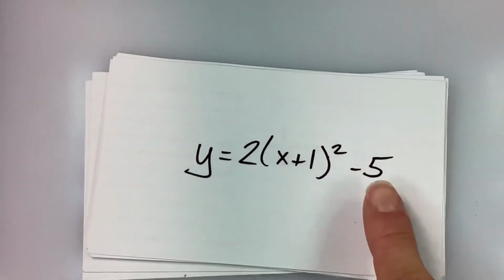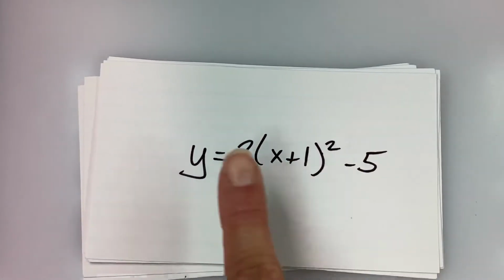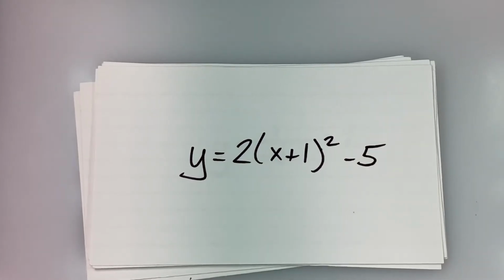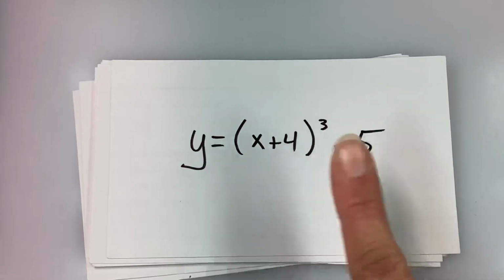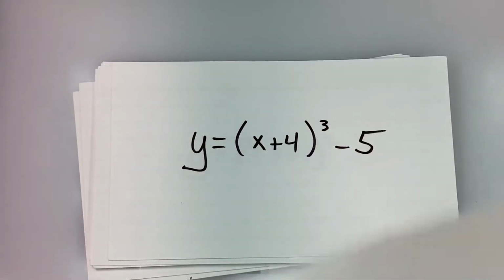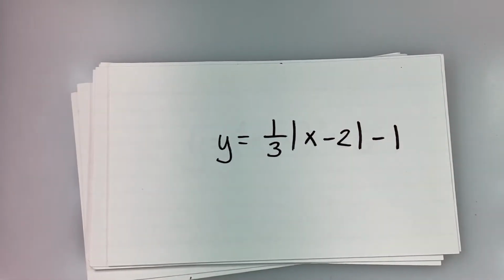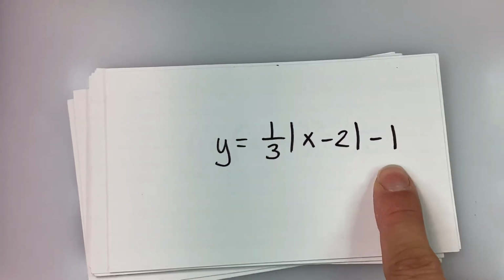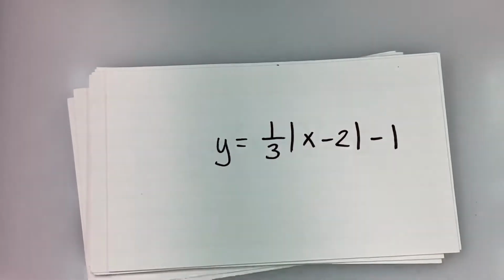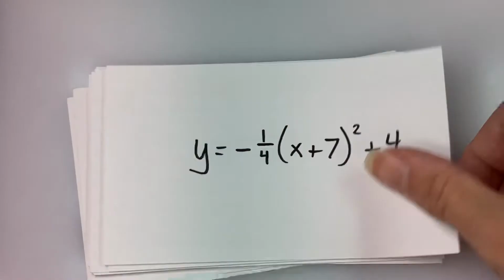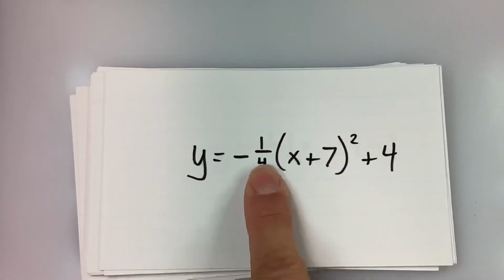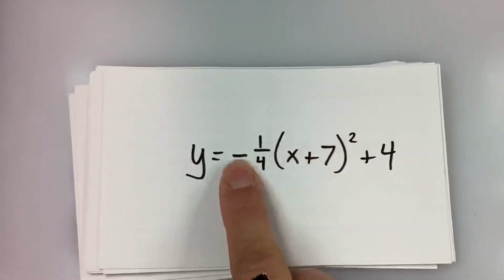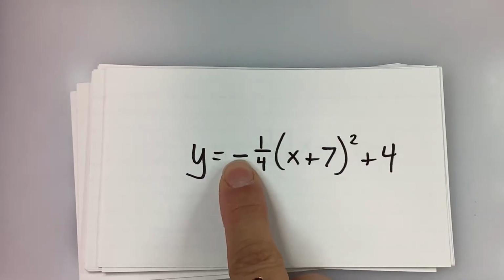This is a quadratic. Down 5, left 1, vertical stretch by 2. This is a cubic function. Down 5, left 4. This is an absolute value function. Down 1, right 2, vertical stretch by a third. Vertical shrink by a third. Up 4, left 7, vertical shrink by a fourth, vertical reflection over the x-axis.